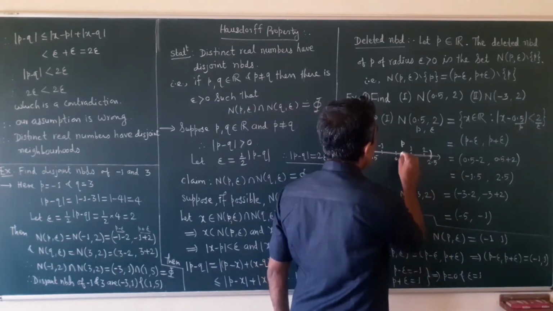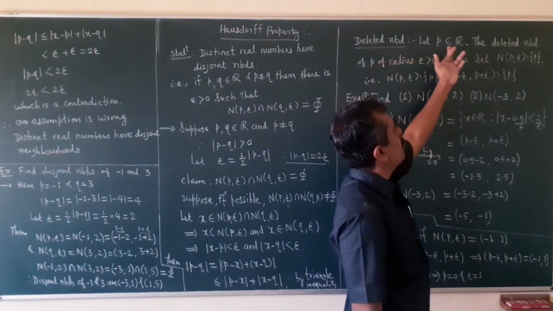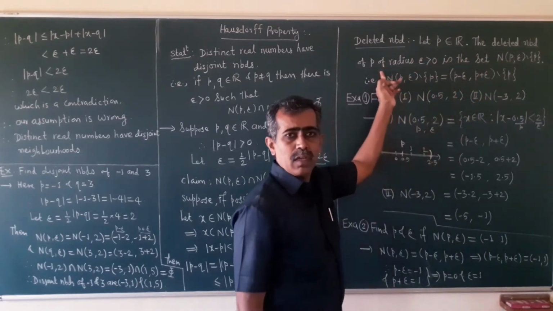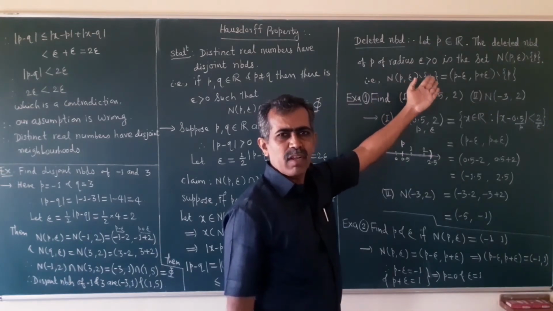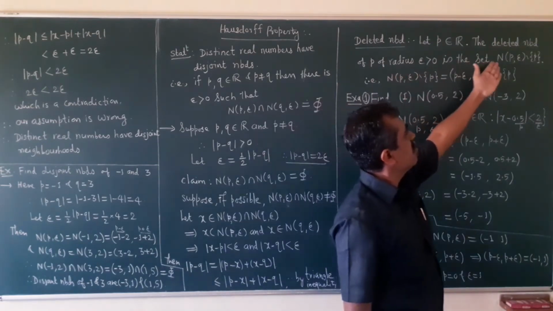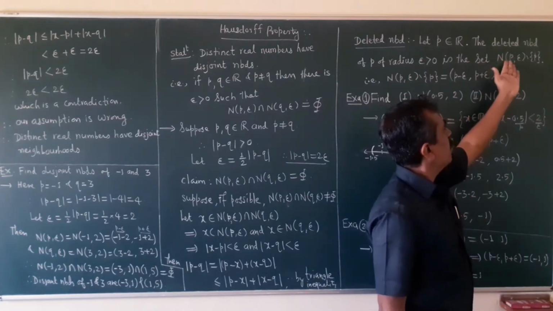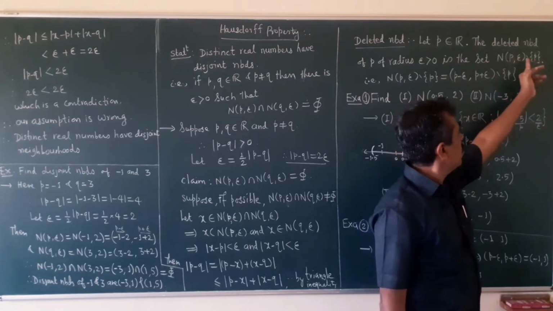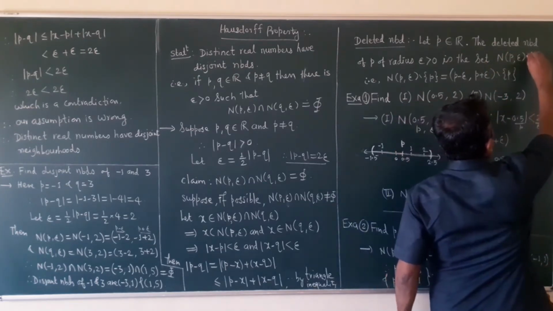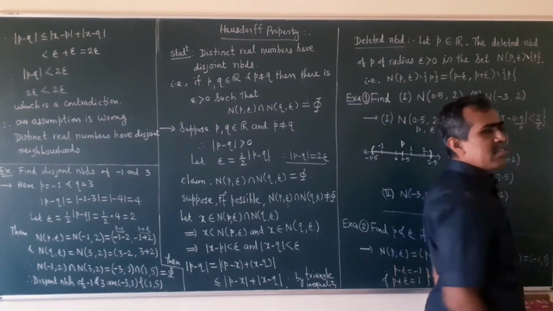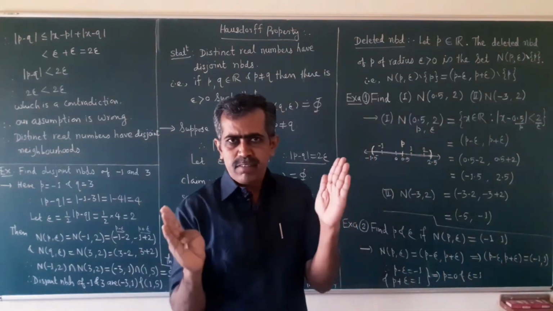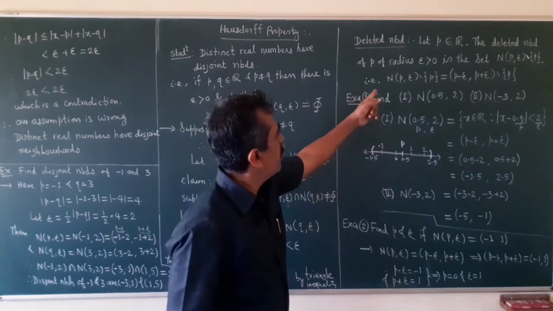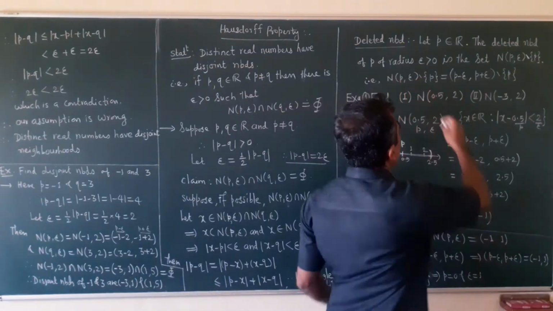So what is the definition of a deleted neighborhood? If P is any real number, then the deleted neighborhood of P of radius epsilon greater than 0 is the set which is the neighborhood of P of radius epsilon, minus singleton P. Only P is removed. So it is called the deleted neighborhood of P, that is N(P, epsilon) minus singleton P.